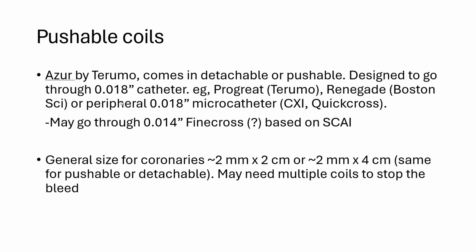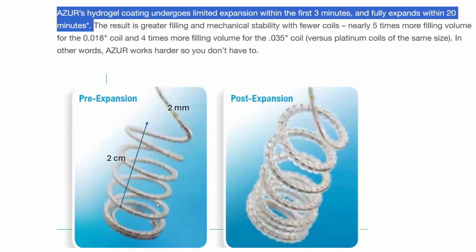Those 0.18-inch coils, Azure, may possibly go through the 0.14-inch Fine Cross based on a Sky online publication. I'm not certain of that, though. The general size for coronaries is 2 millimeter by 2 centimeter or 2 millimeter by 4 centimeter. Same for pushable or detachable. And you may need multiple coils to stop the bleed.